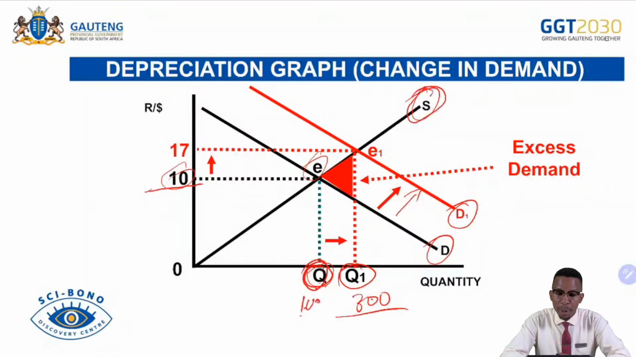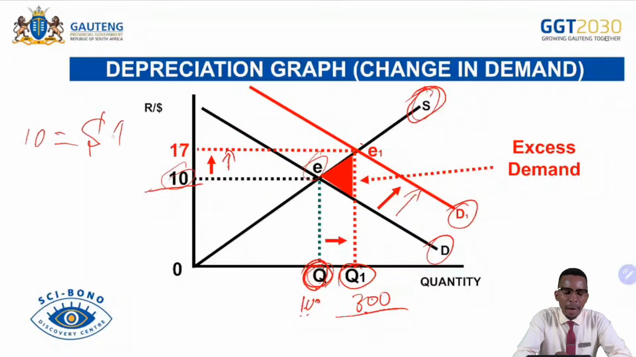It remained constant, meaning the quantity supplied remained at 100, but the quantity demanded increased to 300 units. In that case, that pushes the price up. That means our currency is now depreciating. It loses value from 10 rand to 17 rand. That simply tells you that initially we were paying 10 rand to afford a single US dollar, but now we are paying 17 rand to afford a single US dollar.